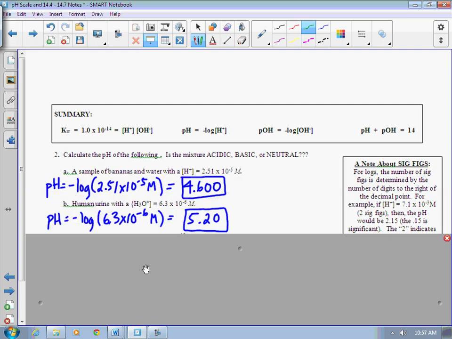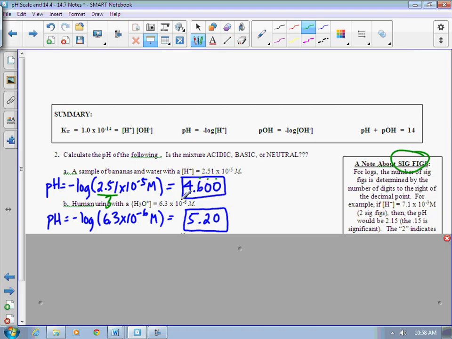I just want to take a look at these first two for a second, because there's something about sig figs. Let's see if you guys are paying attention. All right, minor detail, but I want to throw it out there. This is how it works, okay? How many sig figs in 2.51 times 10 to the negative fifth? 3 sig figs, right? What that means is that when you take the negative log of it and you get the pH, that it should have 1, 2, 3 past the decimal place.